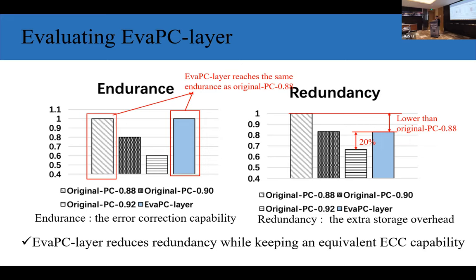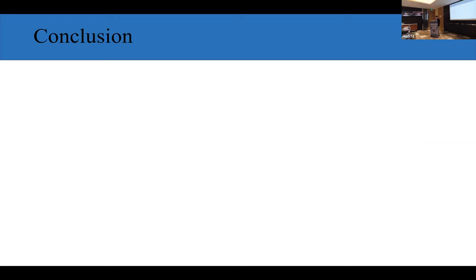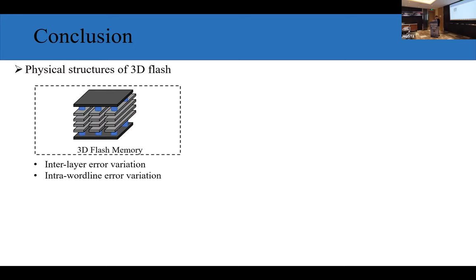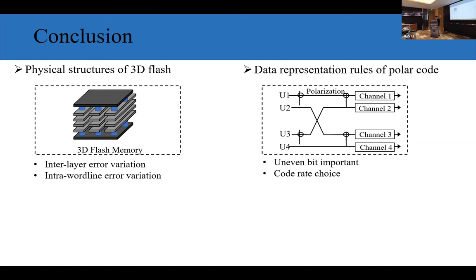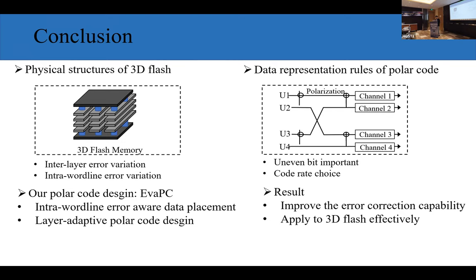Finally, we summarize our work. In order to adapt the advanced protocol in 3D flash memory, this paper considers the challenge of error variations caused by 3D layer stacking physical structure and data representation rule of polar codes. According to this feature, we propose ERPC, a novel polar code design for 3D flash memory. From experimental results, the proposed ERPC effectively improved the error correction capability of polar code and made it practically applicable to 3D flash memory.